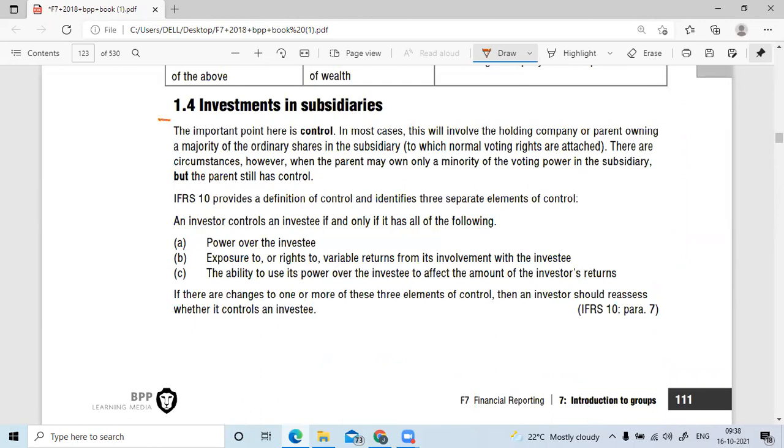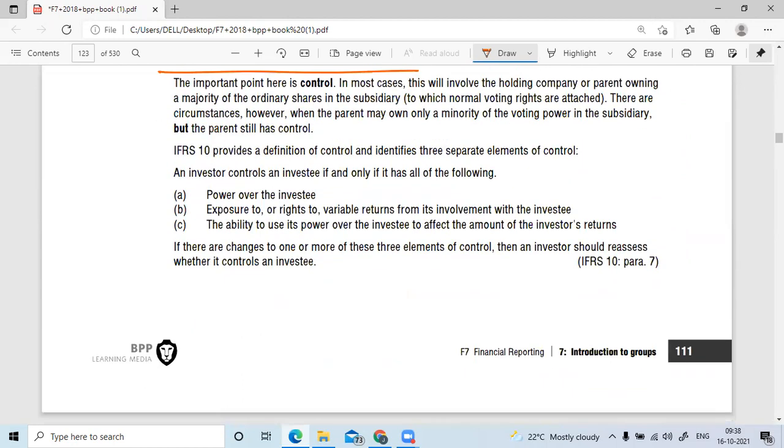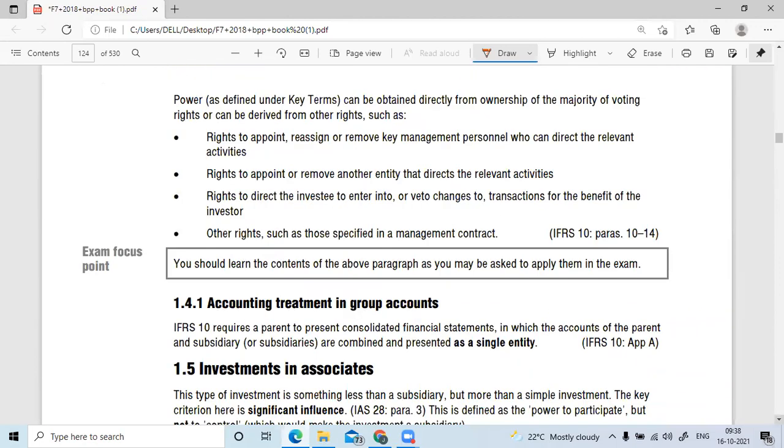Fine. Investment in subsidiaries we already discussed. Power over the investee, exposure to or rights to variable returns from its involvement with the investee, and the ability to use its power over the investee to affect the amount of the investor's returns. That means what should be done with that amount, they will decide. This we have already discussed.